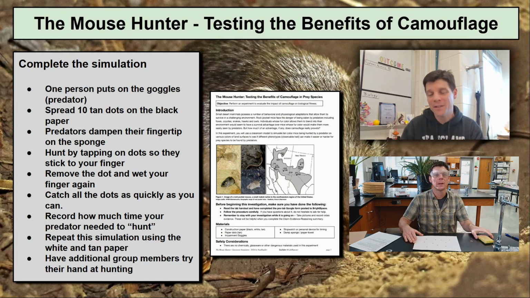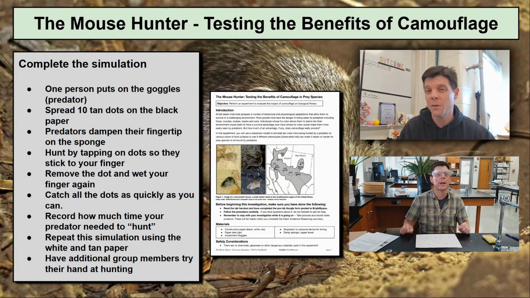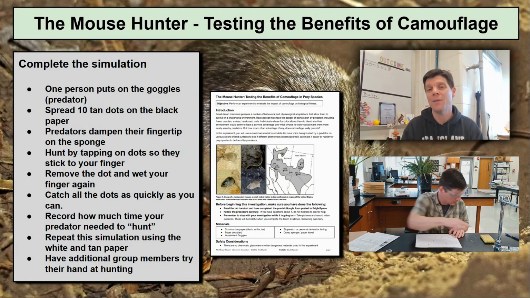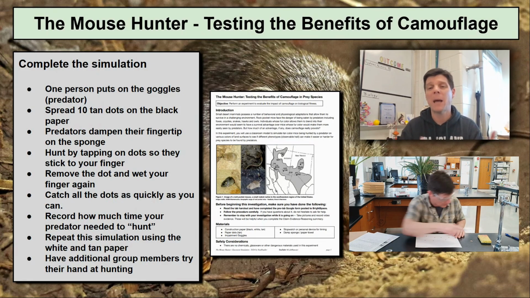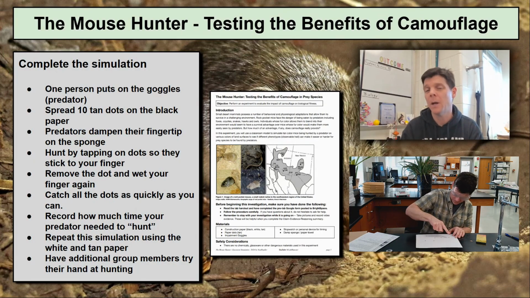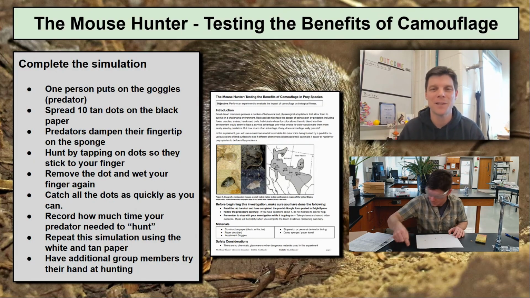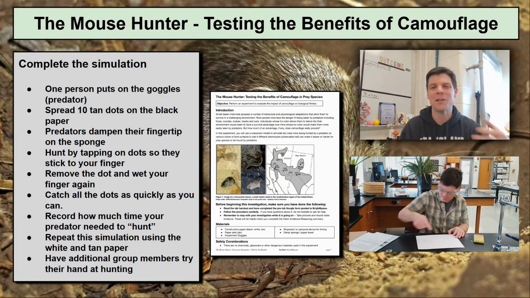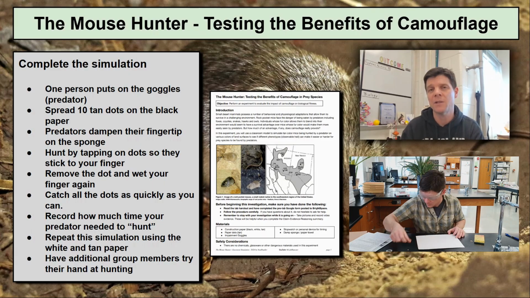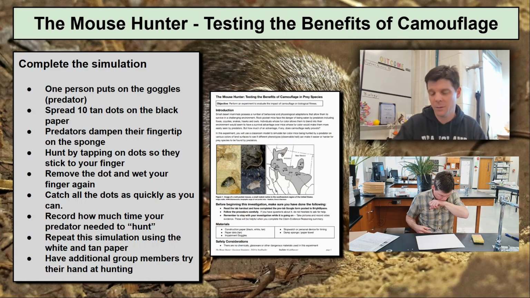We have the same predator repeat that process using all 3 colors of the paper field. And then we evaluate the survival time of the tan dots. Do they survive for a longer period of time on the black paper, the white paper, or the tan paper? And we can do a lot of good statistics to evaluate, is there a benefit to camouflage? Is there a benefit for these prey species when their fur color blends into the color of their surroundings?